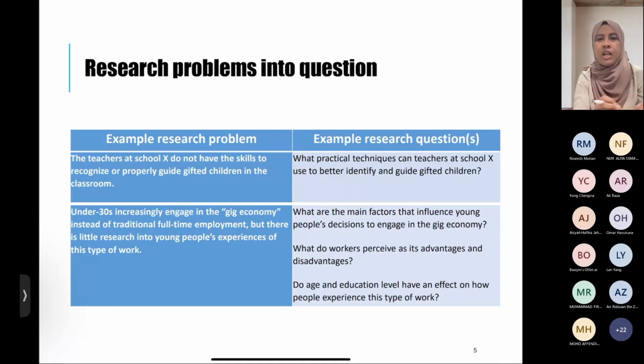Okay. Now, from this problem, how we want to construct the question and eventually later on construct the objective. Okay, the research question here is, what practical techniques can teacher at school X use to identify and guide the gifted children? Okay, so the problem just now is the teachers do not have the skill to detect and even to guide. So the question is, what are the practical technique? Practical technique, the word is practical technique. What practical technique that the teachers can do? Practical mean that it can be done straight away, you don't need so much tools and all that.